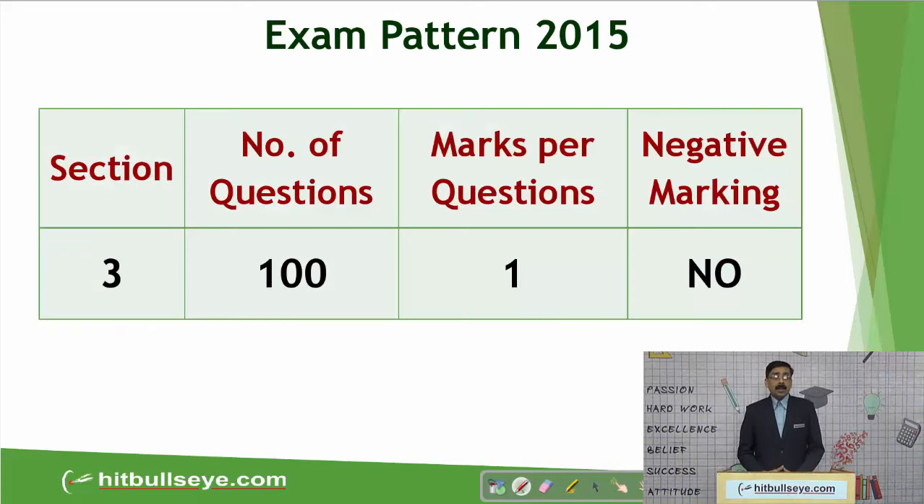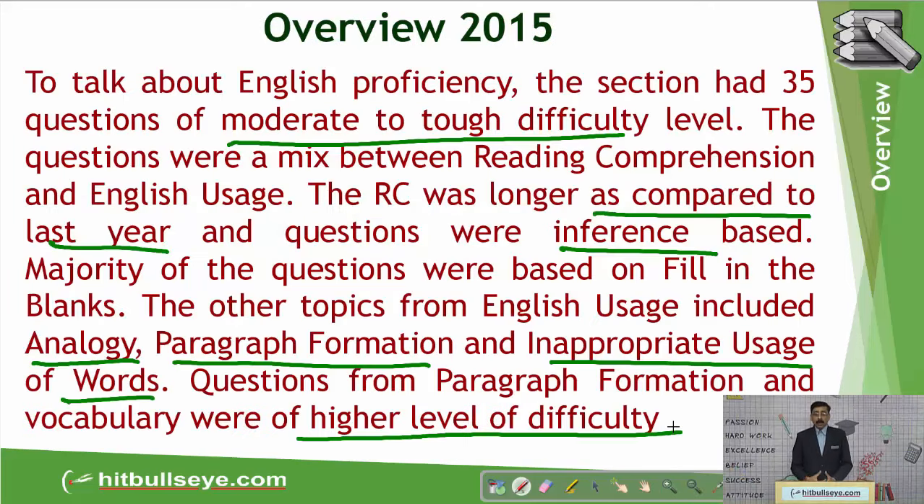Now let us look at the overview of the 2015 TISSNET verbal section. In total there were 3 sections, number of questions again 100, marks per question 1, and again no negative marking. If we look at the overview of the 2015 verbal section, the English section consisted of 35 questions and all the questions were moderate to difficult.